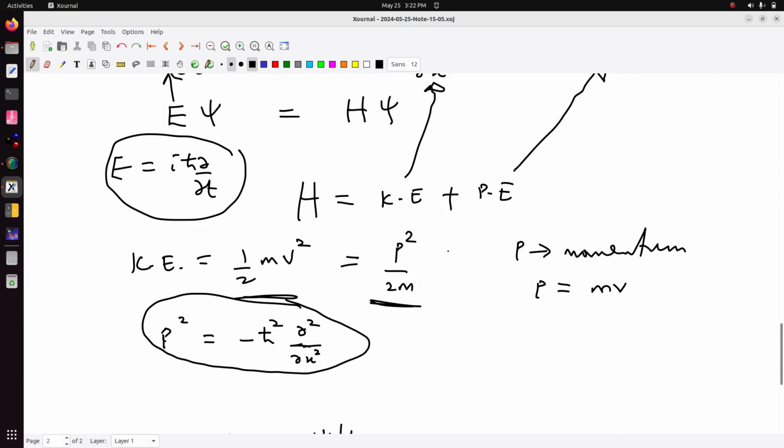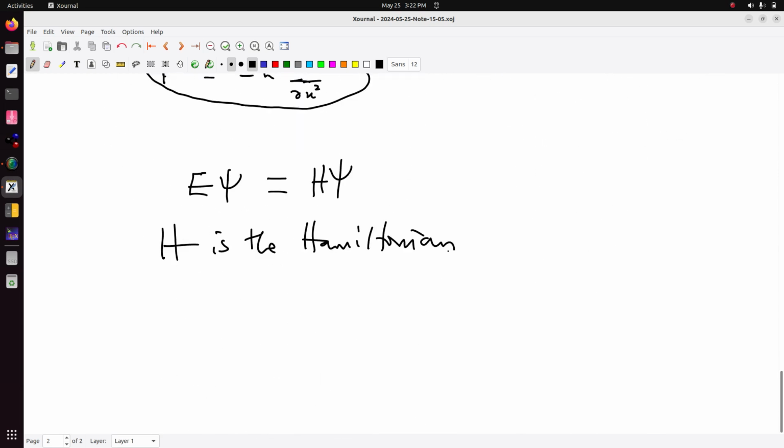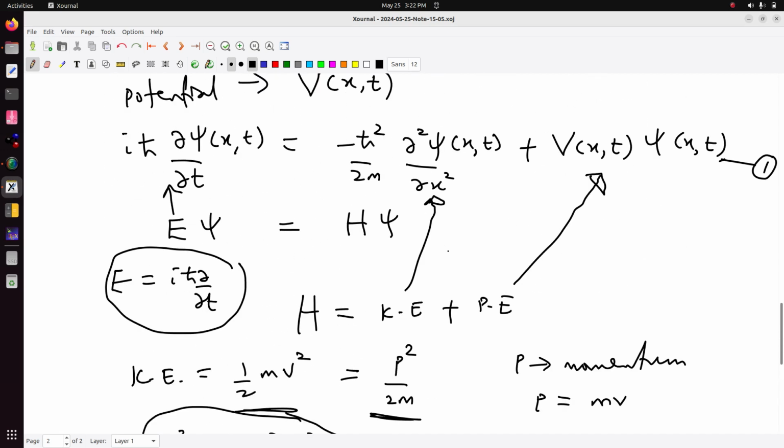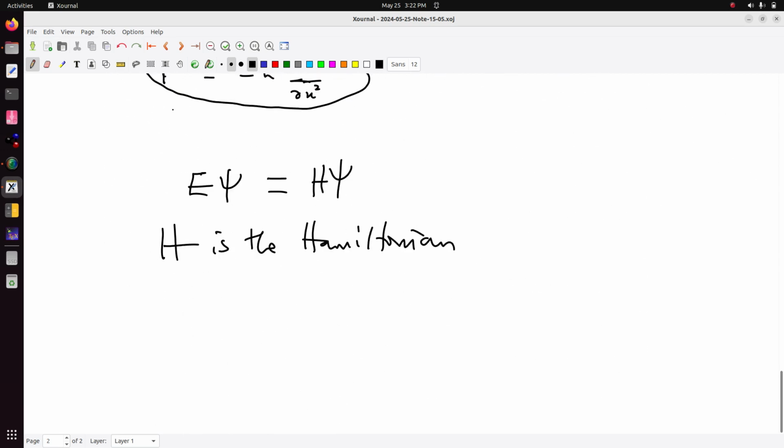Okay, we'll talk about the probability density probably in the next lecture. So this is just to introduce the course to you. Now, the wave function is psi. There are some properties that a wave function must satisfy before we can say it's a valid wave function.